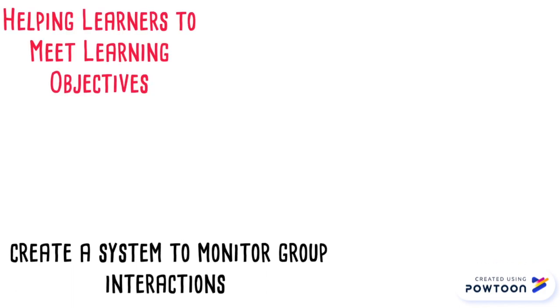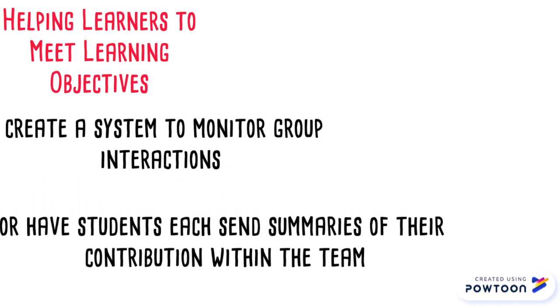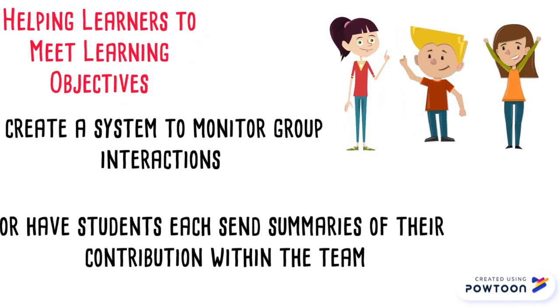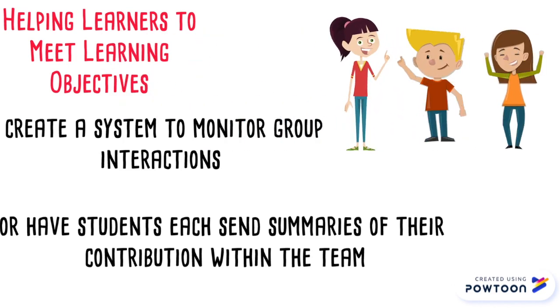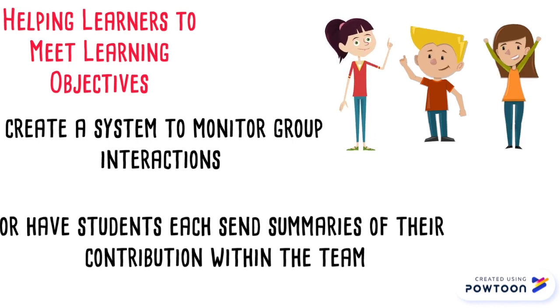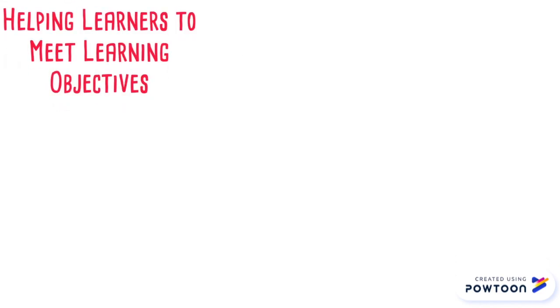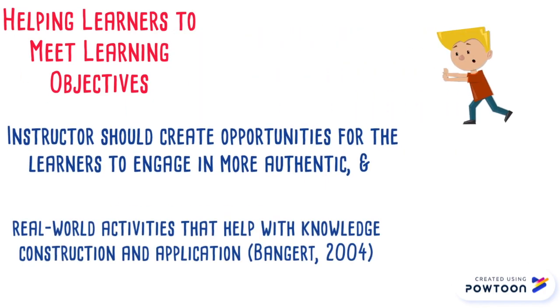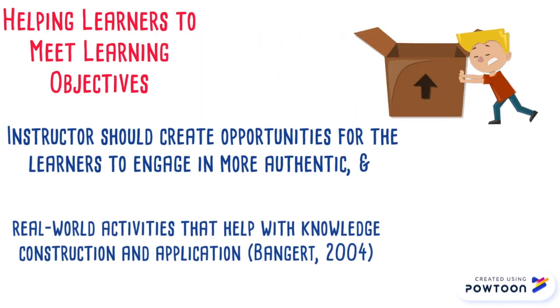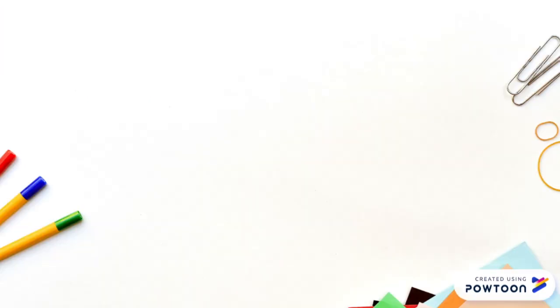Good learning, like good work, is collaborative and social. Some students may not like group work or collaboration due to the uneven distribution of the workload. The instructor can create a system to monitor group interactions and have students send summaries of their activity contributions within the team. According to Chickering and Gamson, students don't learn much by sitting in class and listening to the teacher. Instructors should create opportunities for learners to engage in more authentic and real-world activities. These activities will help them with knowledge construction as well as application, according to Bangert 2004.